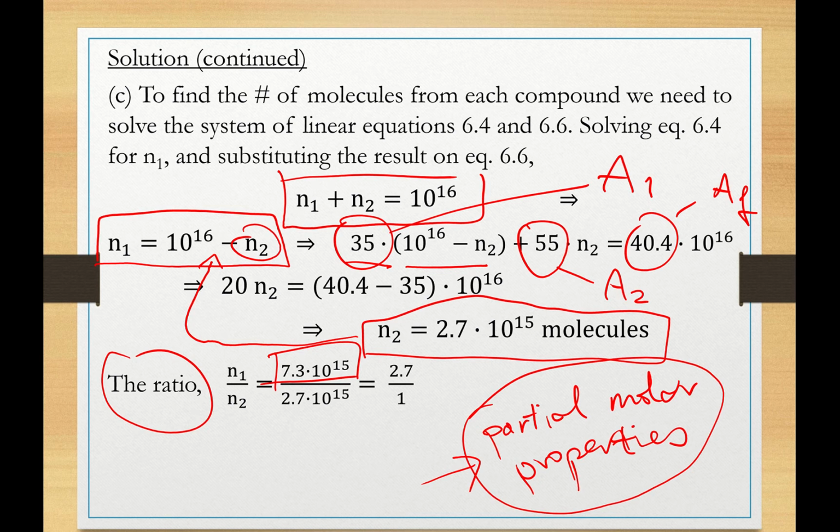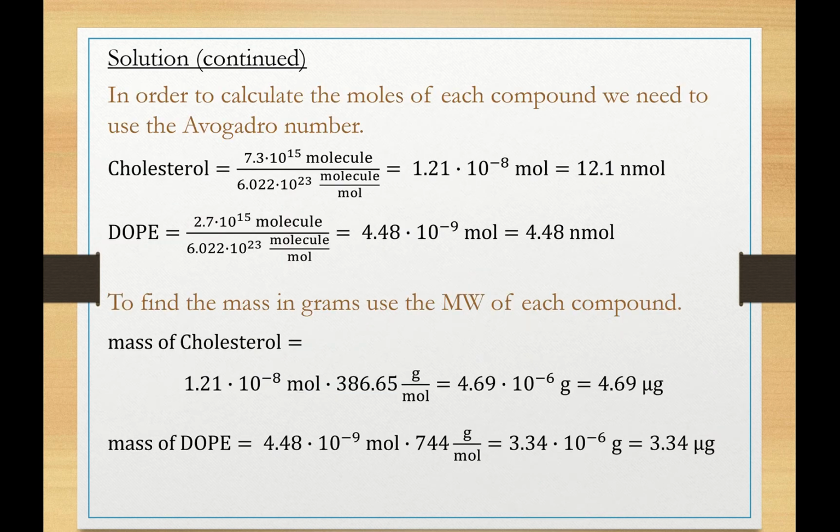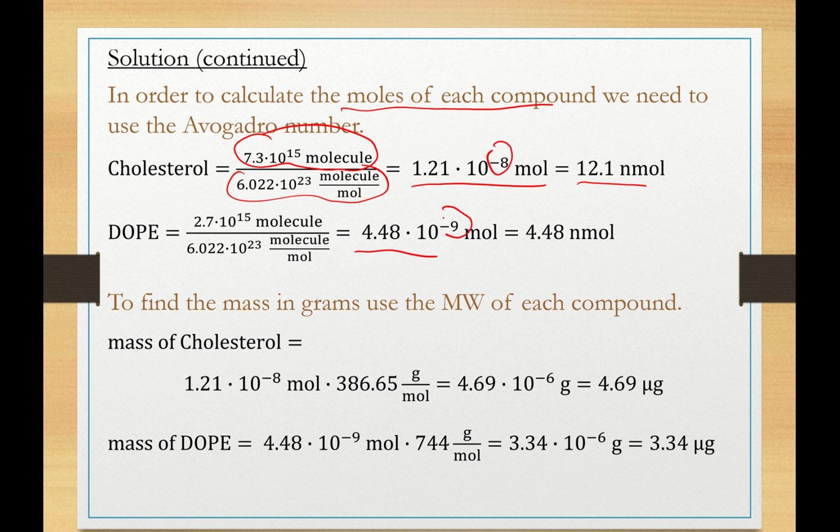Okay? So now what remains is to determine the relative moles of each one and eventually the gram amount. So to determine the moles of each compound, all we have to do is to divide the number of molecules, and when we do that, we end up with moles of cholesterol as 1.21 times 10 to the minus 8, or 12.1 nanomole, and the moles of DOP is 4.48 times 10 to the minus 9 mole, or 4.48 nanomole. Okay, notice the difference here in the exponent.